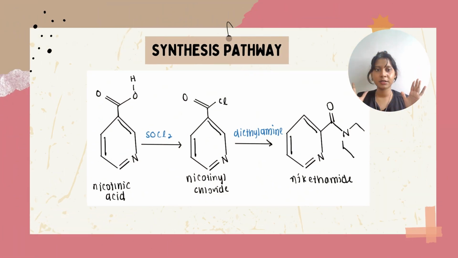So, this is the overall view of the synthesis pathway where you can see when nicotinic acid is treated with SOCl2, the Cl would replace OH forming nicotinyl chloride, and then that structure will react with diethylamine to form nikethamide. That's all.